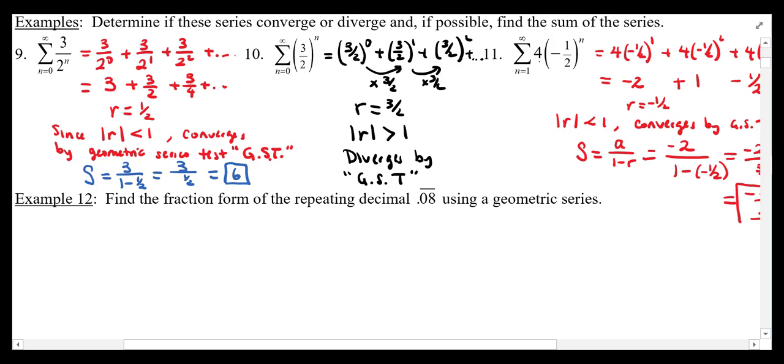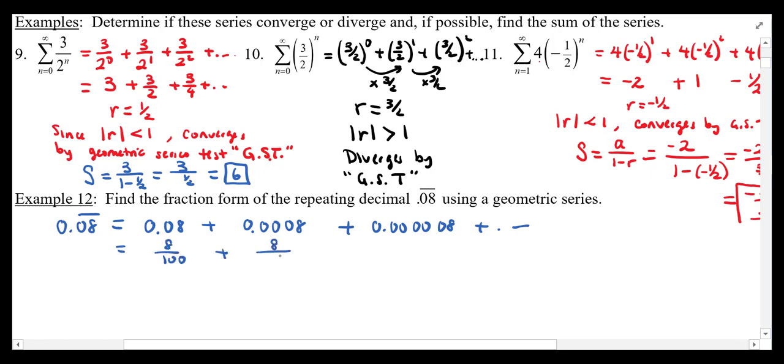Well, we should really think about what this means. 0.08 repeating is really 0.08 plus 0.0008, and then 0.000008 and so on. If you think about this as a fraction, this is 8 over 100.